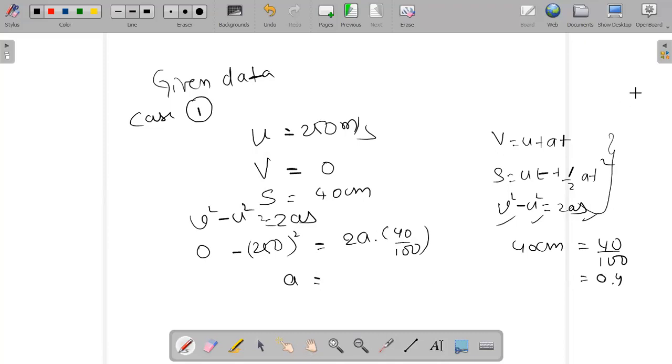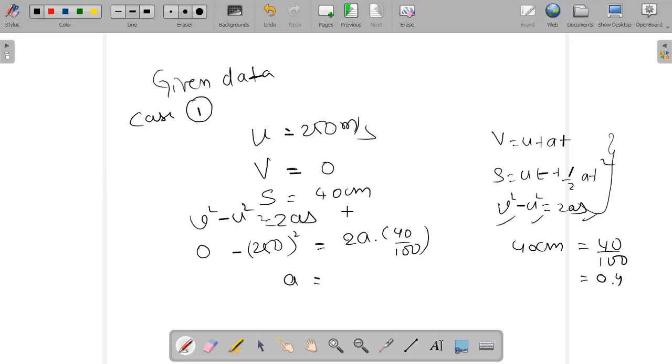I want everyone to respond. I want the students to respond. I want to see the responses from you. Make it fast. So what is the value of a?